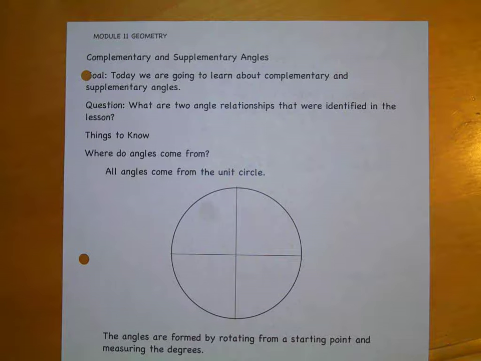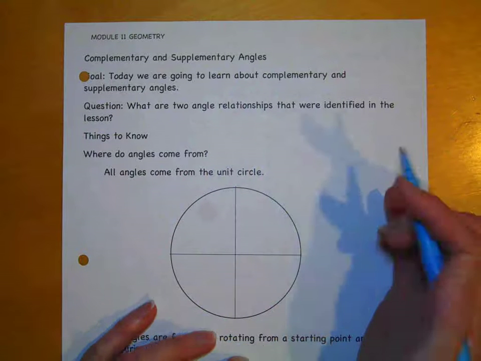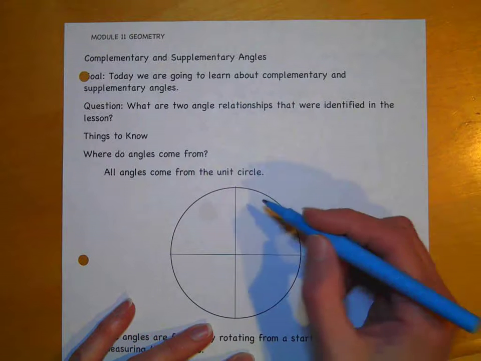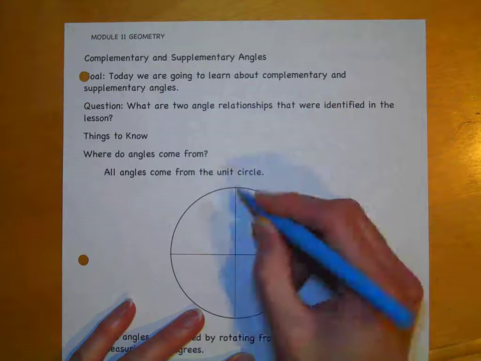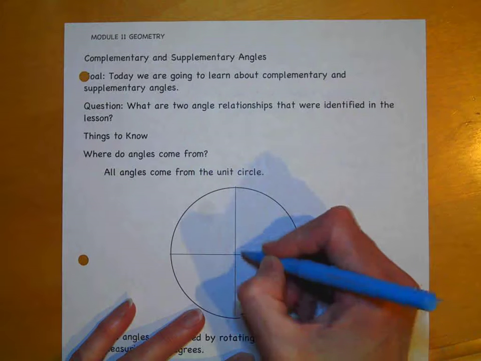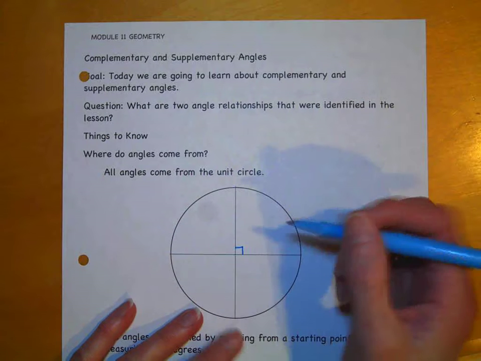What I want you to think about when we're talking about the unit circle is if you were to take a circle and bisect it and then bisect it again. Bisect means cut in half and then cut in half again. Both of these lines that are cutting it are forming right angles. So the right angle sits right here in the center.